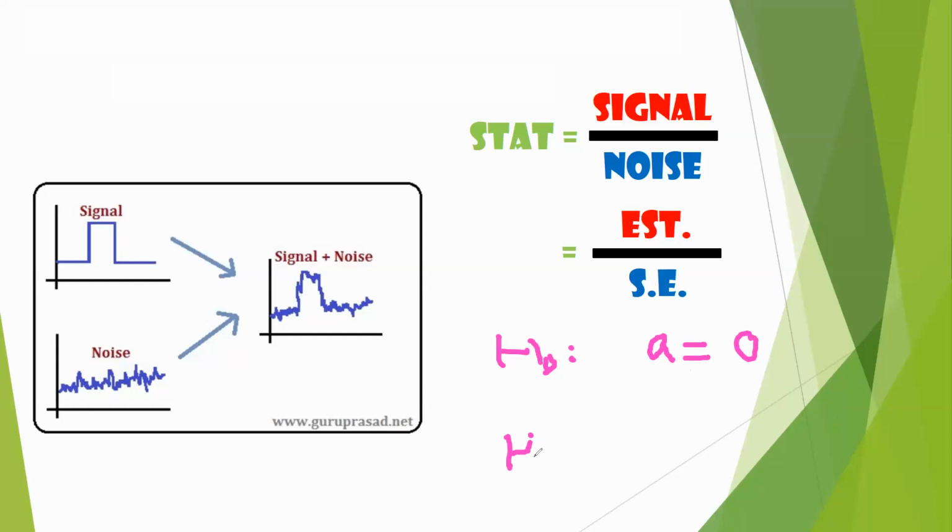The alternative hypothesis will be A is not equal to 0, which means there is an association between the genotype and the phenotype at this locus. So this is the test, right?